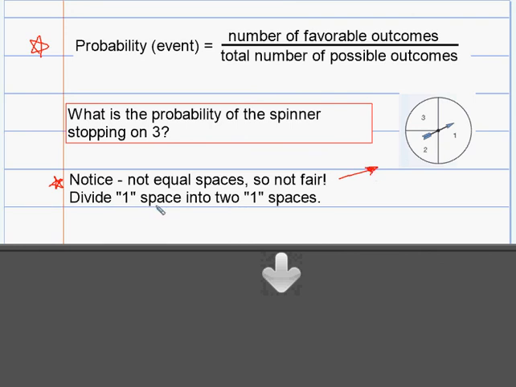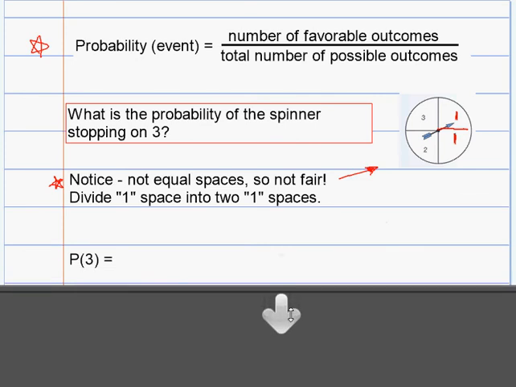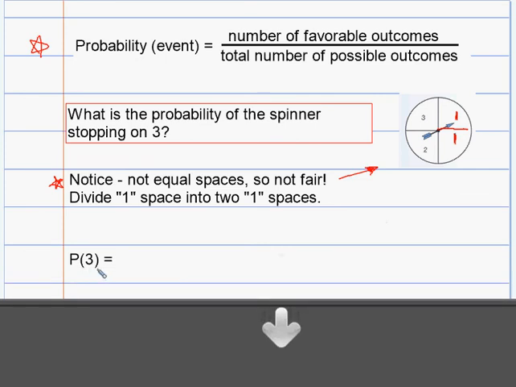So we need to divide the 1 space into 2 1 spaces. So we're going to draw a line there, and then make this a 1, and then this is still a 1. Because now we have equal size groups, or our spinner's been divided evenly or equally. Okay, so what is the probability of getting a 3 when you spin? Probability of getting a 3.